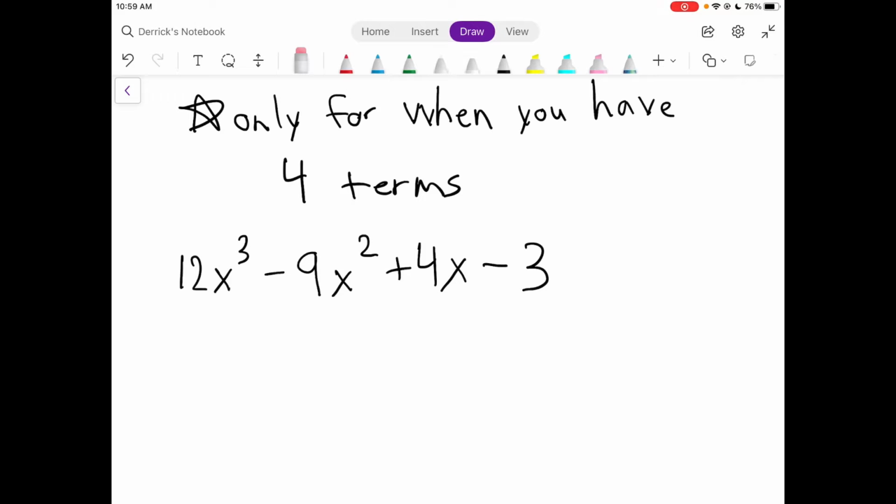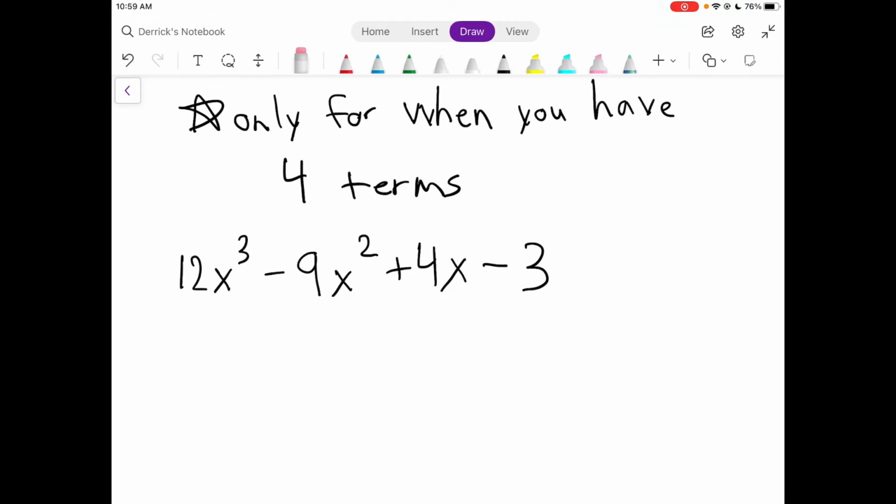In this video, I would like to talk about factoring by grouping. The key thing, which you can see here on the screen, to understand about factoring by grouping is that this is only meant to be used when you have 4 terms. If you have less or more than 4 terms, you do not want to be factoring by grouping.